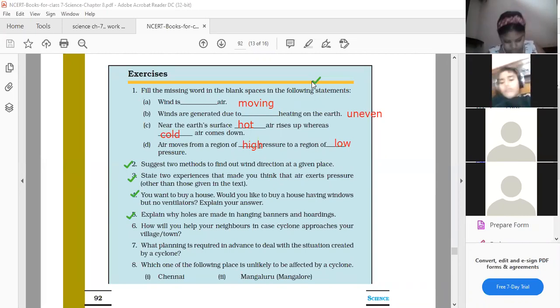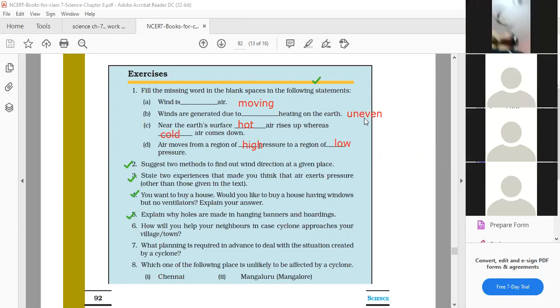Okay, next. Can I tell the next answer? No, wait, beta. Let others give the answer. Next question number 7. How will you help your neighbor in case a cyclone approaches your village or town? Okay, children, question number 6 and 7 we have already done just now, so I don't want to repeat it.